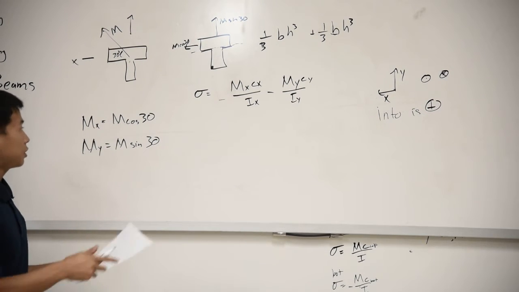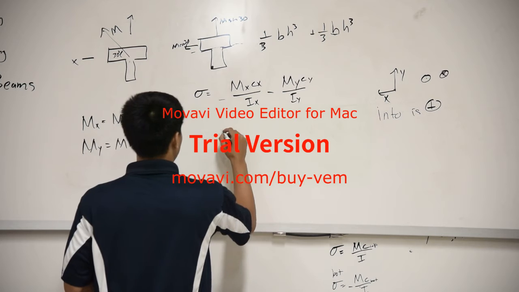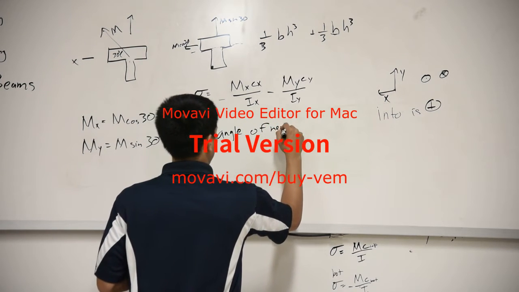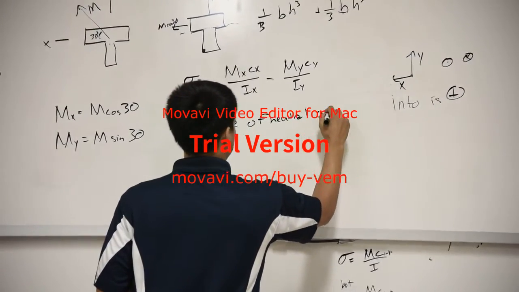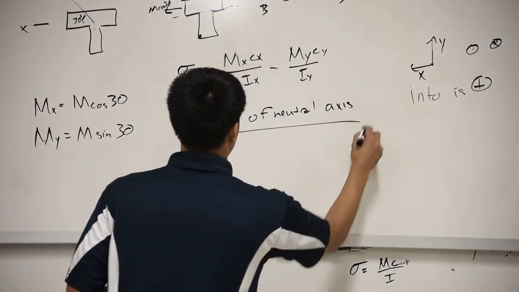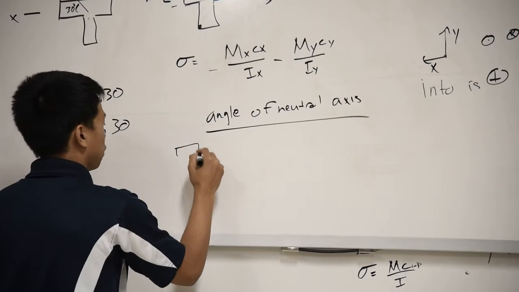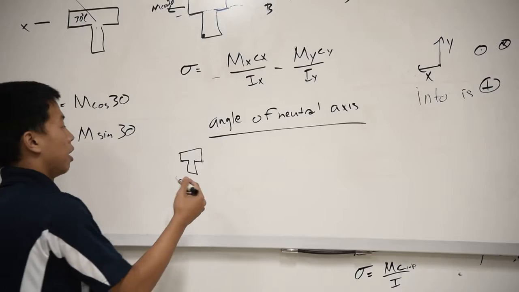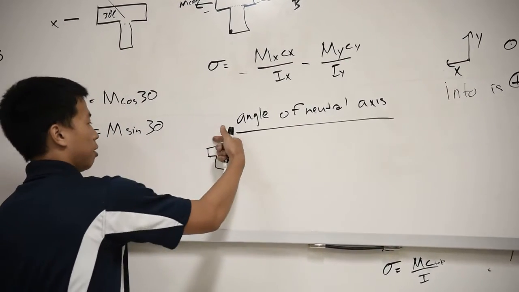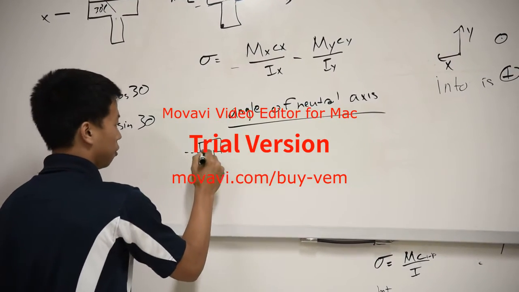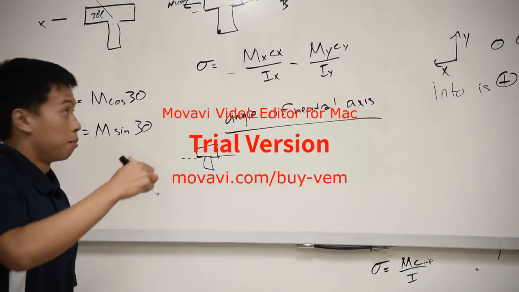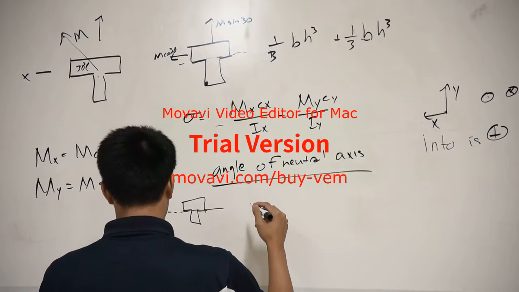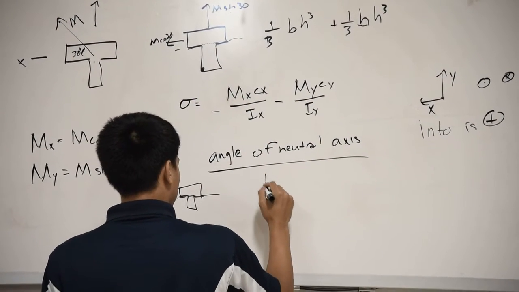Angle of neutral axis. Okay, remember, for this kind of shape, we knew it wasn't going to be in the middle. We knew that. But since it was bending this way on the board, you knew it was going to be horizontal. But if it's at an angle, that's not necessarily true. So, let's see.